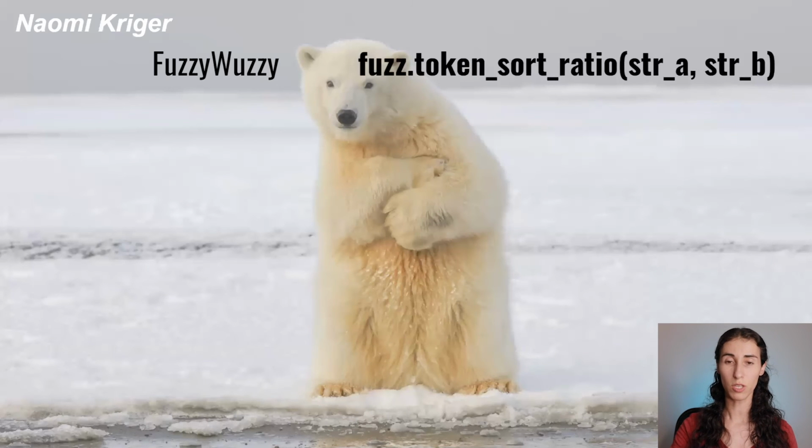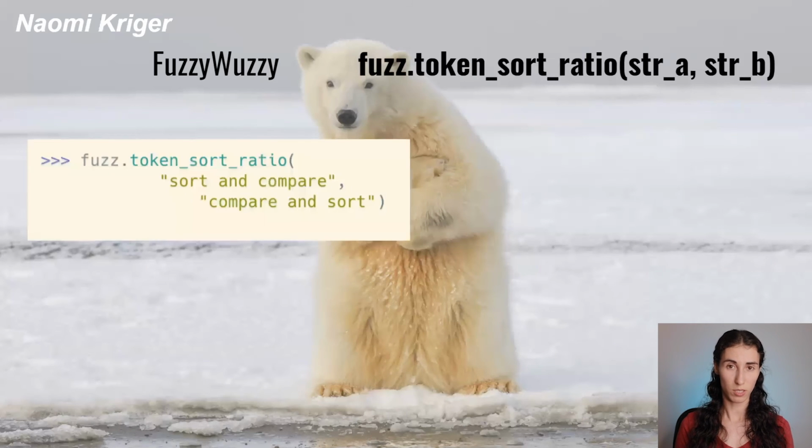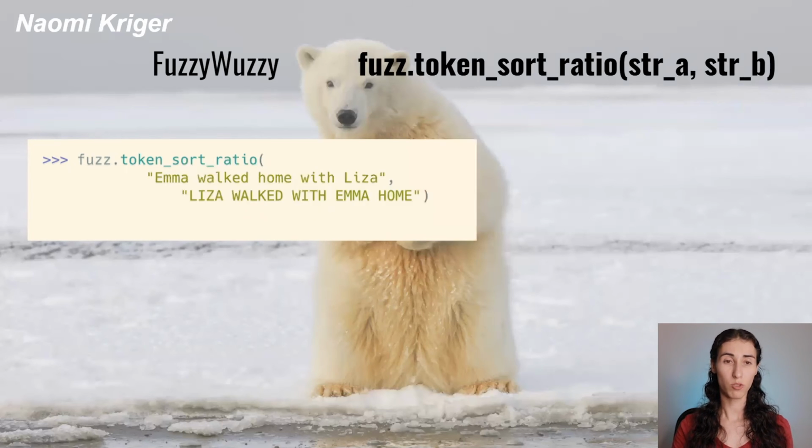Fuzz token sort ratio sorts the tokens, practically substrings, before making the comparison. So here we can see "sort and compare" versus "compare and sort" would produce a similarity score of 100. Now, moving on to a more realistic example, we can see "Emma walked home with Lisa" versus "Lisa walked with Emma home". In this case, the similarity score would be again 100. It also teaches us that fuzz token sort ratio is not case sensitive.